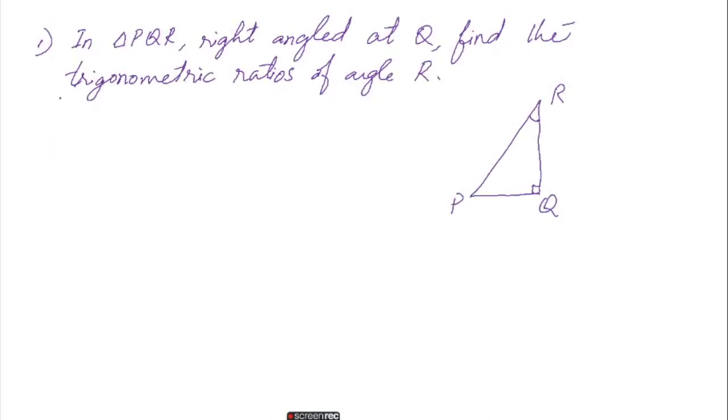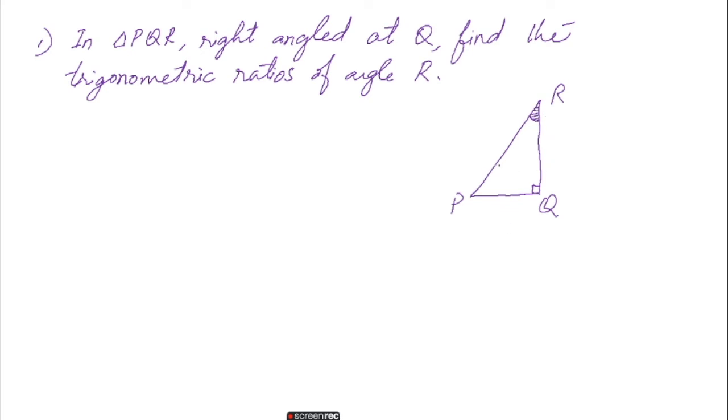So let us do one problem now. After learning the definition of all these 6 trigonometric ratios, I would give you one question for practice. In triangle PQR, right angle at Q, find the trigonometric ratios of angle R. So here we have taken this angle R as our angle.